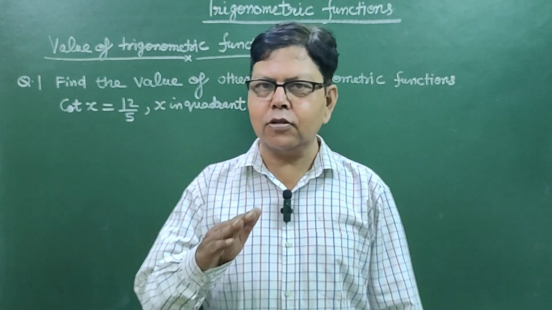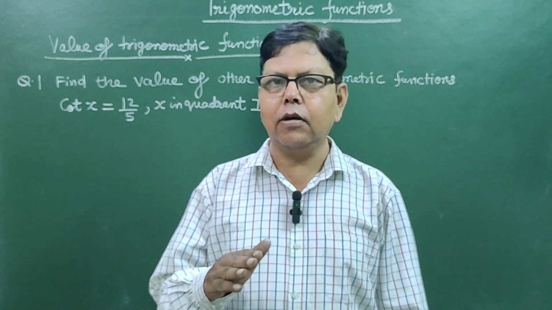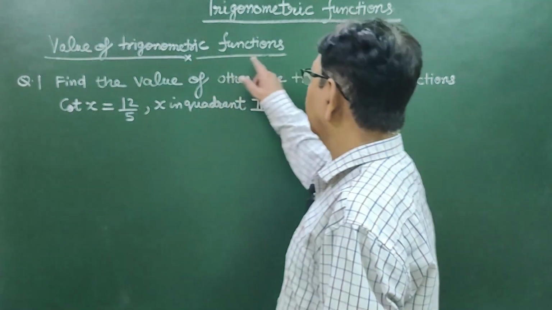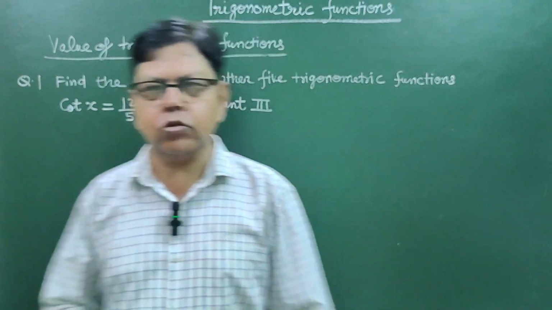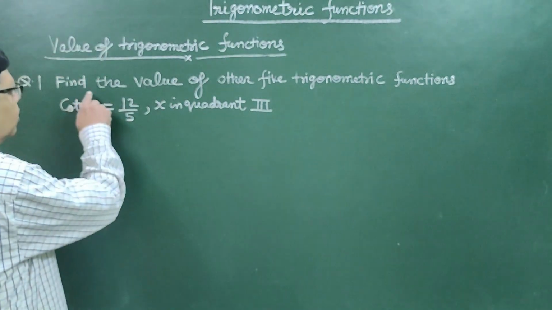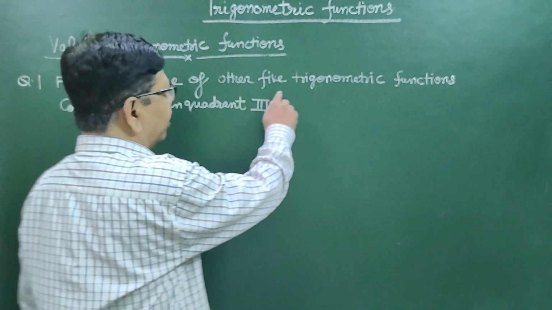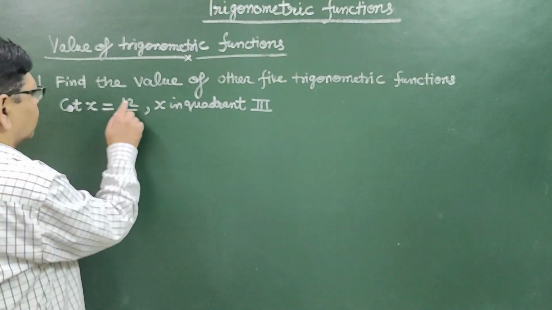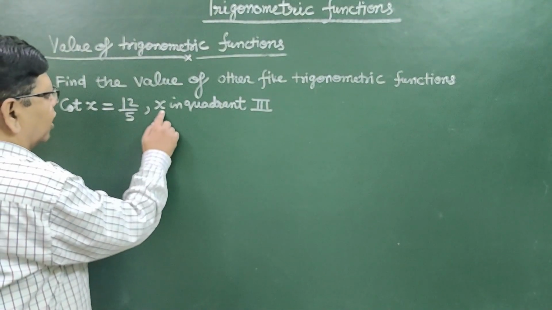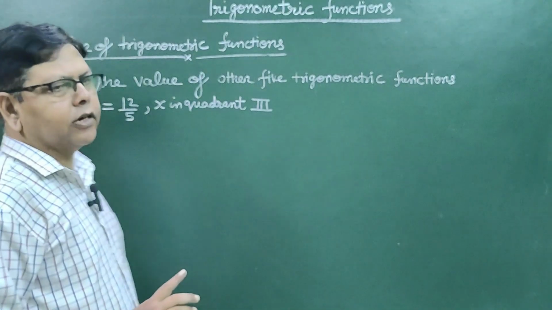Hello students, in this part I will discuss some problems on value of trigonometric functions. So let us start with this question. Question number 1. Find the value of other 5 trigonometric functions if cot x is equal to 12 upon 5 and x lies in the third quadrant.